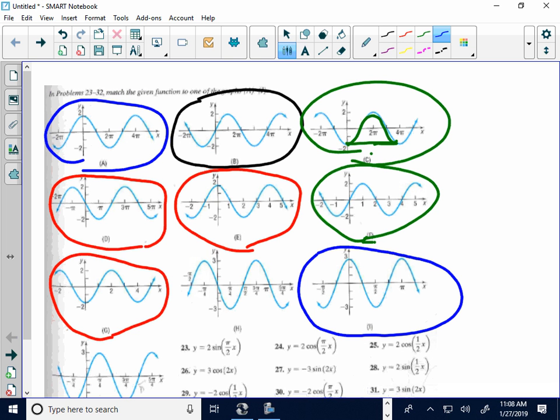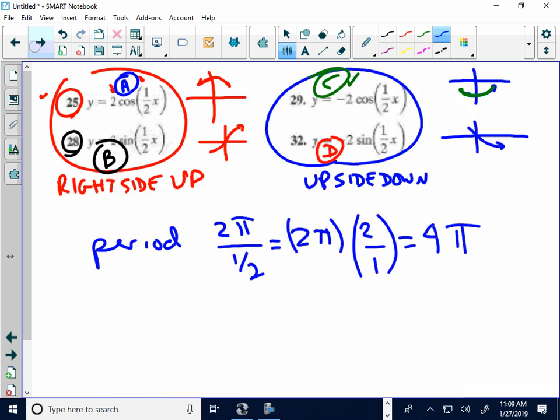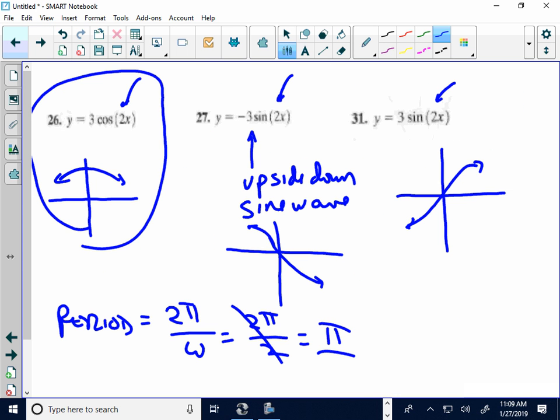And sure enough, right side up cosine was this one here. This is 26. Right, the period is pi. That's the distance from wave top to wave top. That's pi. And the amplitude is 3. So we have everything that we need here. That's choice I. Oops, this is I. Okay, this is the upside down sine wave for number 27. Upside down sine wave. Amplitude is 3. Period is again pi. So we look at the choices.